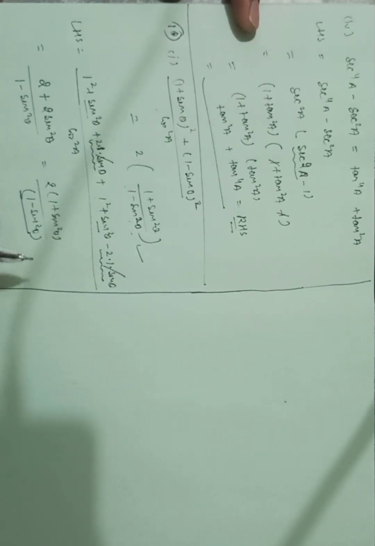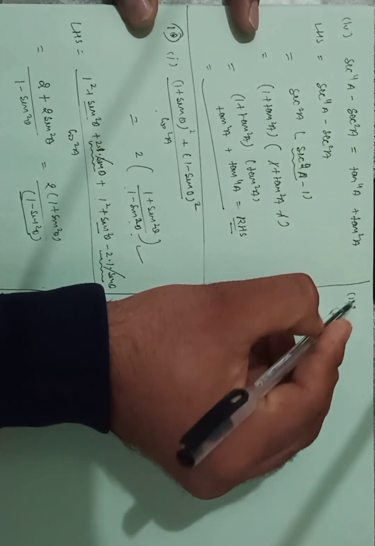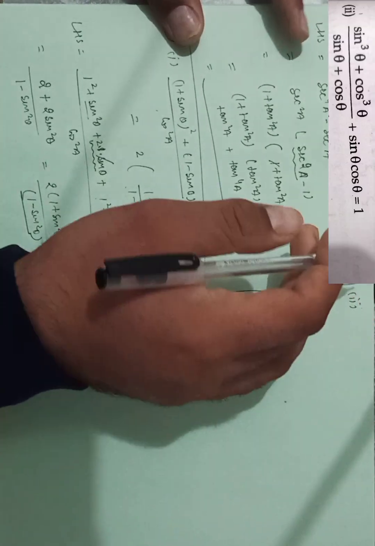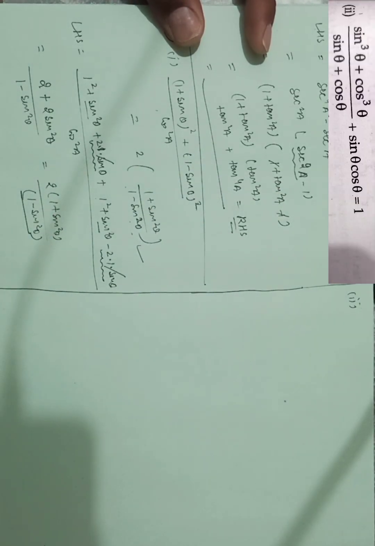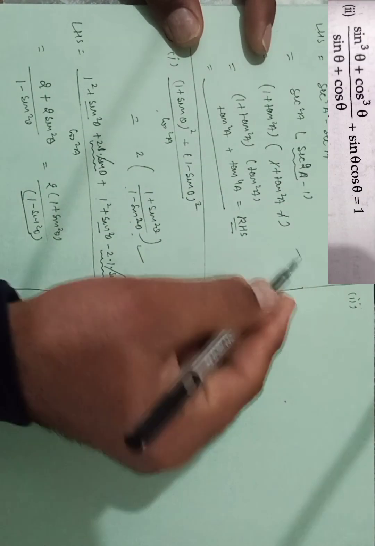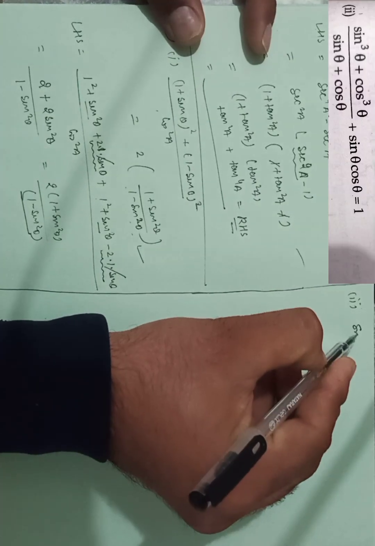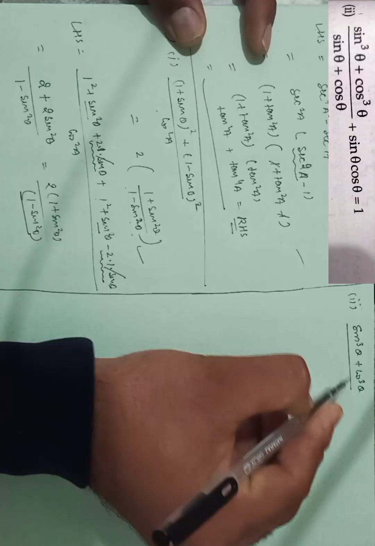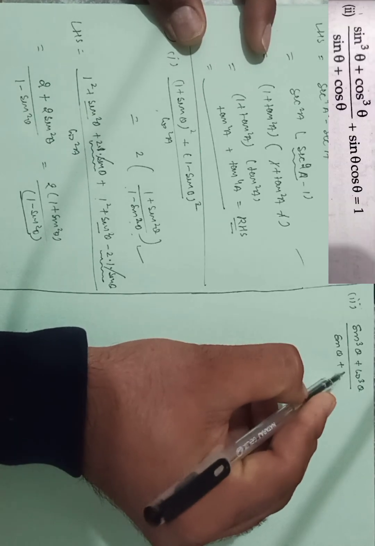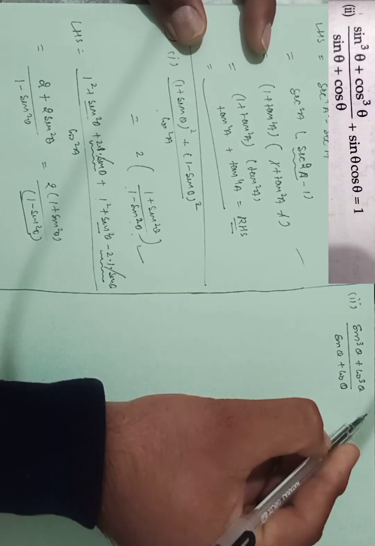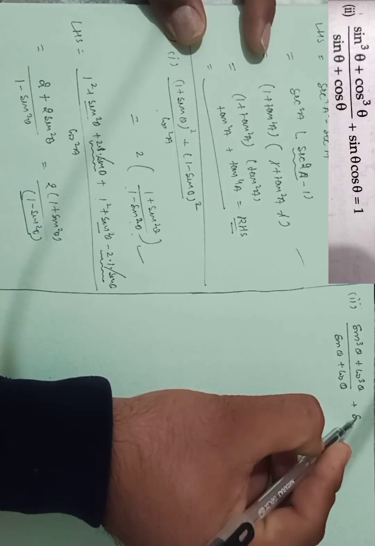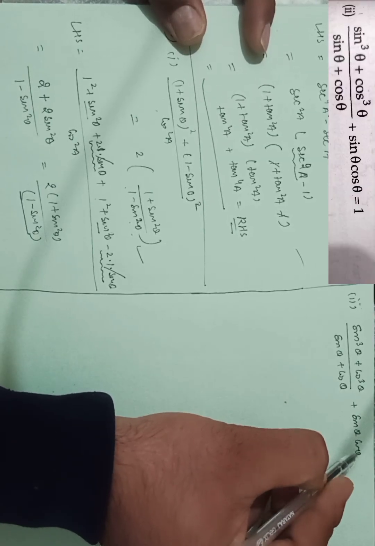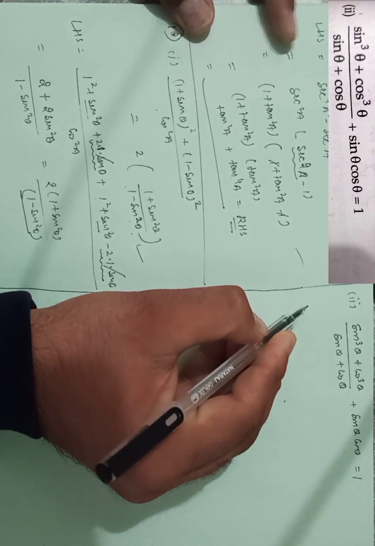So it was question number first of 10th. Let's move to the next question, that is question number second. And that is sin cube theta plus cos cube theta upon sin theta plus cos theta, plus sin theta cos theta equal to 1.